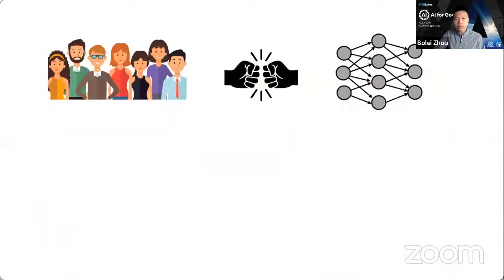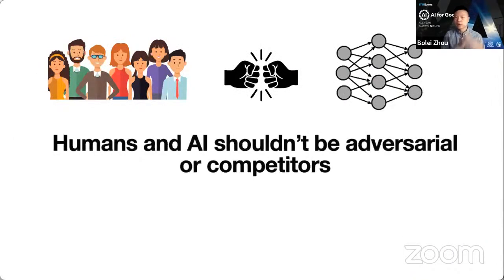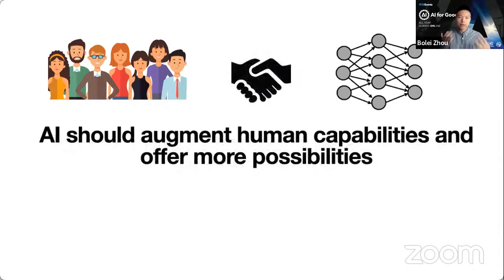So this is a narrative of competition between human and AI. But here I will argue that humans and AI shouldn't be adversaries or competitors. We can change our relations. The relations could become more like collaborative relations. So really, what the AI should do is to augment human capabilities and offer more possibilities.